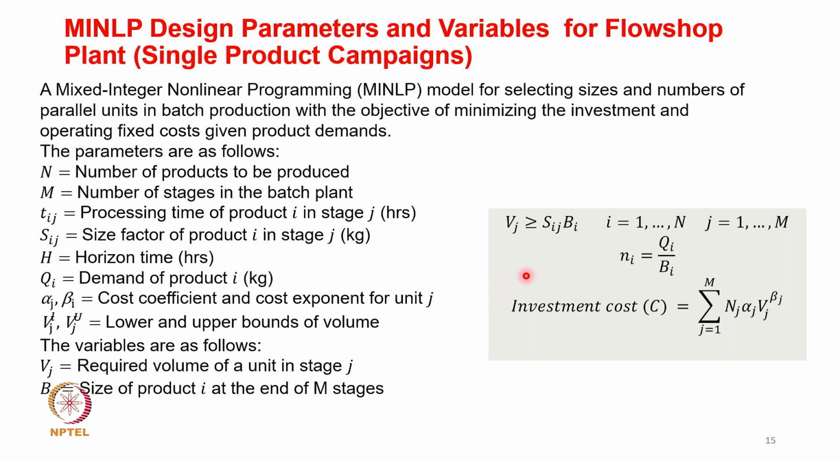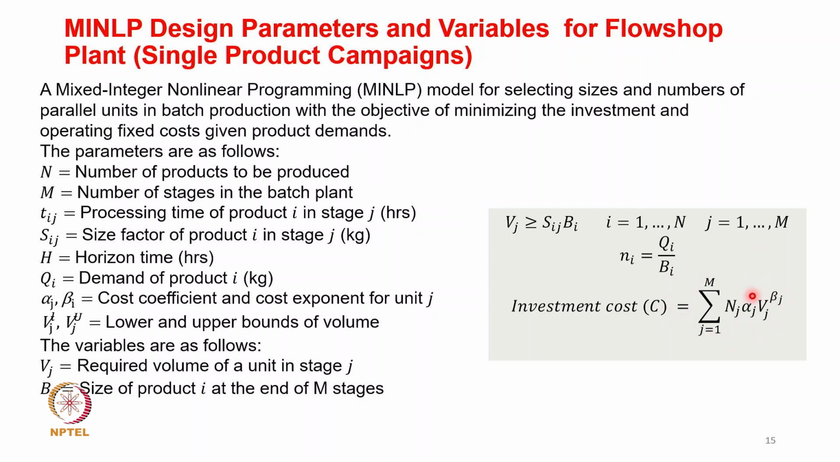So we can see what the conditions are. Vj, the required volume, should always be greater than or equal to, if it is tightly constrained, Sij times Bi, where Sij is the size factor of the product and Bi is the size of the product. So this has to be greater than the total volume that we need to deal with, and Ni would be equal to Qi by Bi, where Qi is the demand of the product and Bi is the size of the product.